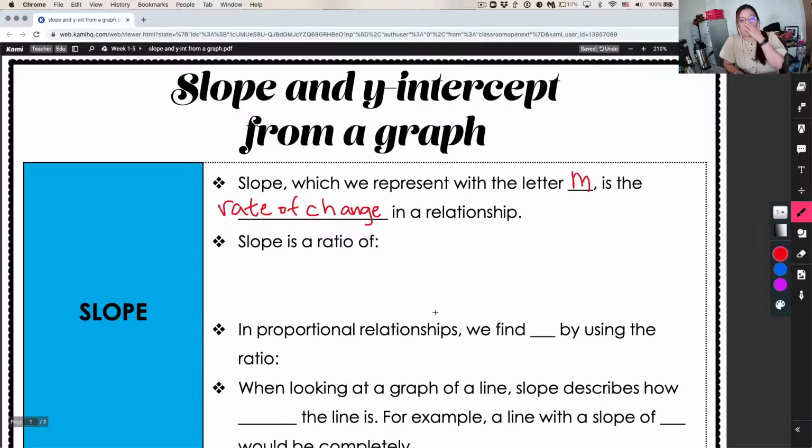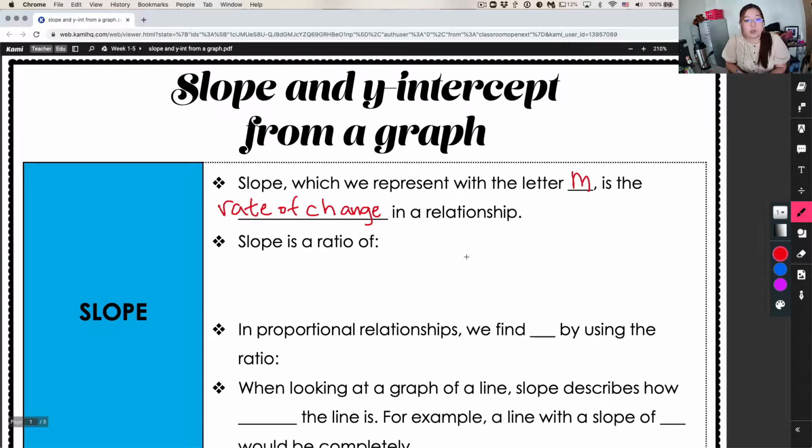So in that example that I always use, working minimum wage somewhere, $10 an hour, that $10 is the rate of change. Every hour you get paid $10 more, so if you were to make a graph of your pay versus how many hours you worked, each point from whole number to whole number would be going up by 10. That's the rate of change.